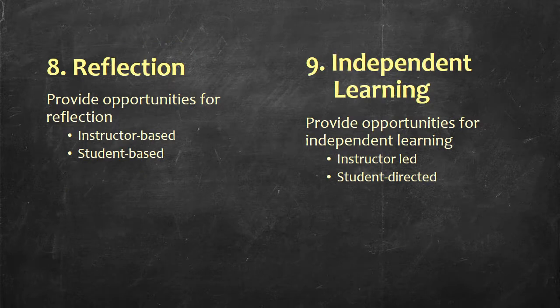The eighth concept is reflection. Instructor and student-based reflections provide opportunities for higher order thinking to take place. Evaluation is at the top of Bloom's taxonomy. Self-evaluation gives the learners the opportunity to account for what they have learned throughout the course and to see where there are areas for growth. Reflection can take place in the form of journaling, a discussion post, or a short paper.